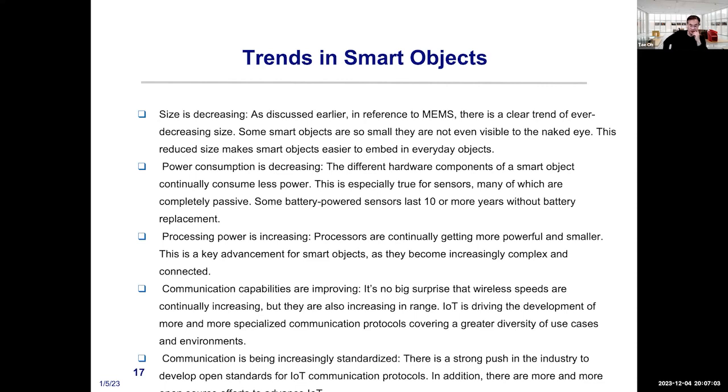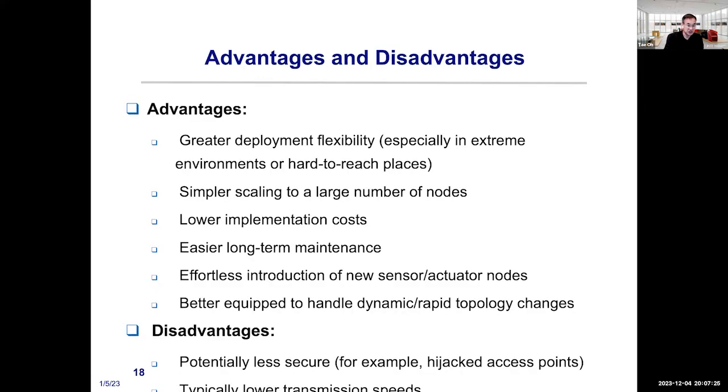Communication capability is improving. Those capabilities keep improving. Now we have Zigbee, and we have low power Bluetooth. Wireless speed is increasing. Okay. So communication is being standardized. This is the current trend. Okay. So the advantages, there's great deployment flexibility.